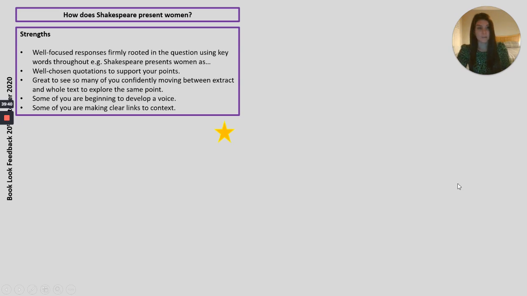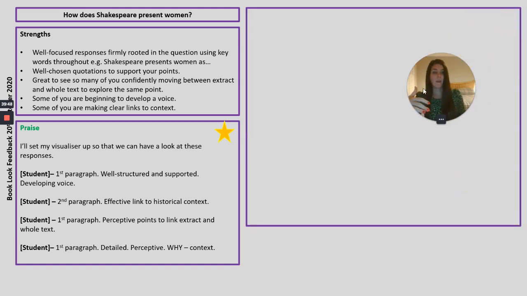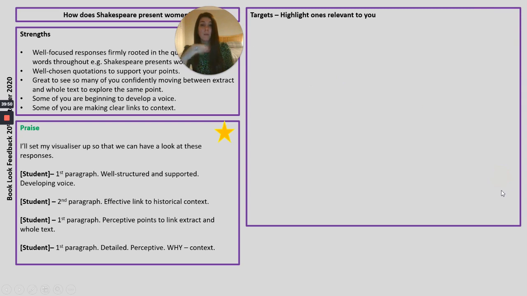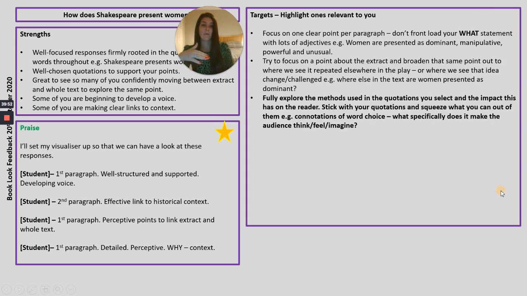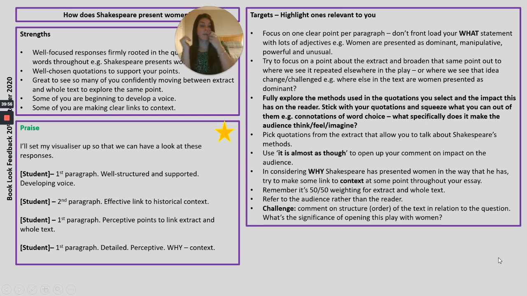And then again, starting with strengths, what have they done really well, what was I impressed with, looking at a few student examples, and then bit by bit going through the targets. Now you'll notice here what I've asked is for students to highlight the ones that are relevant to them. Because they've just read their work as I'm going through this, it will hopefully ring bells.